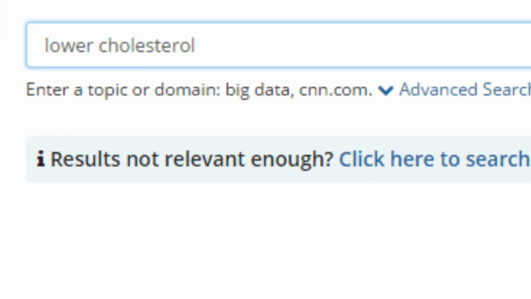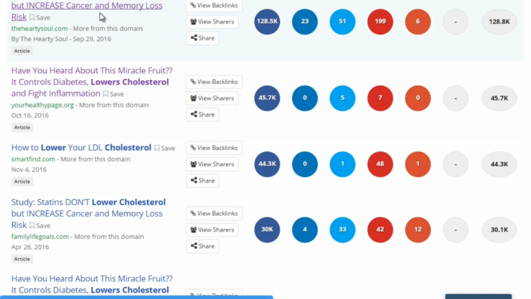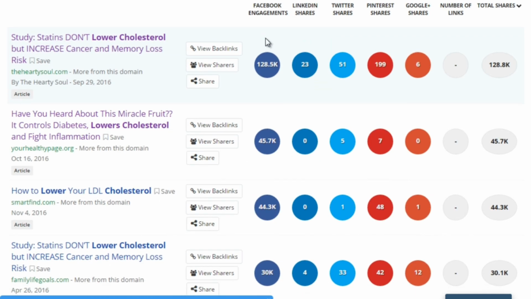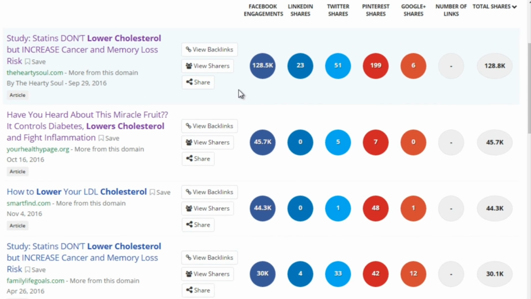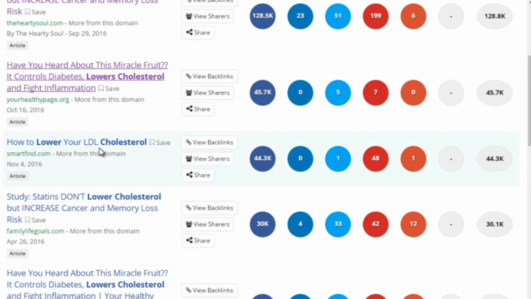So if I type this in, you can see these are some blogs or websites that are actually getting a lot of engagement. And what you're trying to figure out is what are they doing to get that kind of engagement? They have Facebook engagement, LinkedIn shares, Twitter shares, Pinterest shares. So obviously they definitely have social media. What I want you to do is just jot down what you see that they are doing that you could be doing.